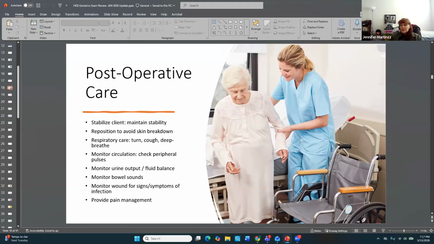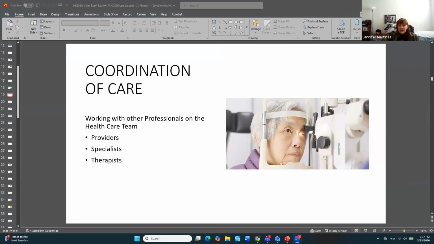Any type of surgical wound is going to require us to monitor for signs of infection and excessive bleeding, and then making sure that they have adequate pain management. Pain is generally undertreated in the elderly population. So in order for us to be able to get them up and out of bed and moving as soon as possible, we do need to make sure that they have that pain management. Otherwise, they're going to be less compliant with their care. Coordination of care, working with other members of the healthcare team, and this could be providers, specialists, and therapists.